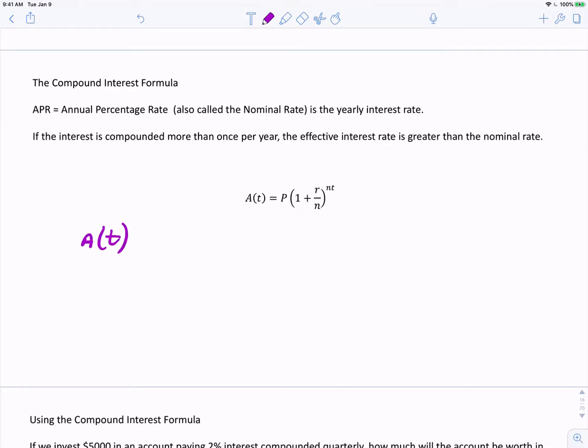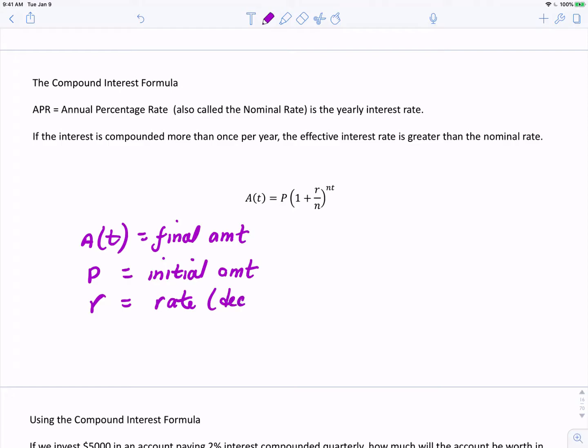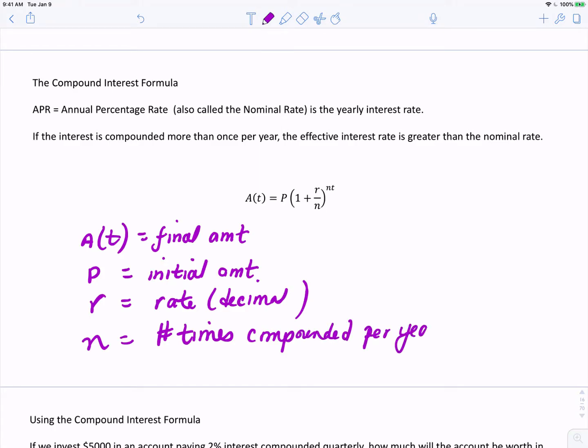So A of t represents the final amount in the account. P stands for the initial amount, how much you start with. R is the interest rate, written as a decimal. N is the number of times the interest is compounded per year. And there'll always be a word in the problem that tells you what N is. And T is the number of years that the money will be left in the account.